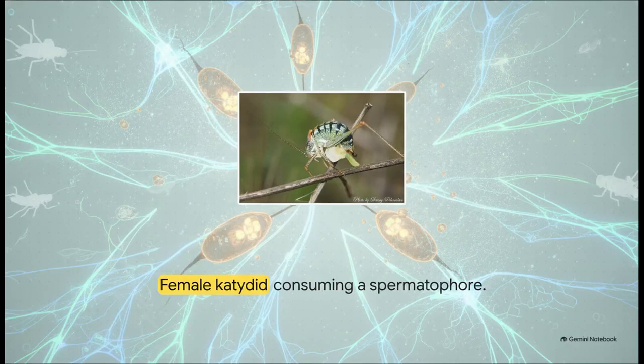Now, a super critical piece of this puzzle lies in their reproductive biology. Take a female from the Tettigoniidae family. You probably know them as bush crickets or katydids. During reproduction, she will actively consume a large, nutrient-rich spermatophore produced by the male. In this biological setup, the female plays a highly active role, actually ingesting these vital nutrients to directly fuel the development of the next massive generation of eggs. It's an incredibly efficient system.